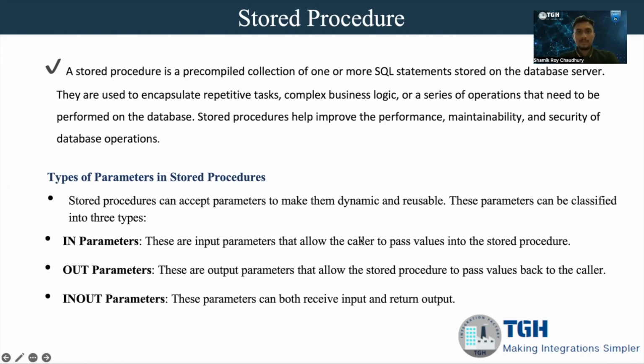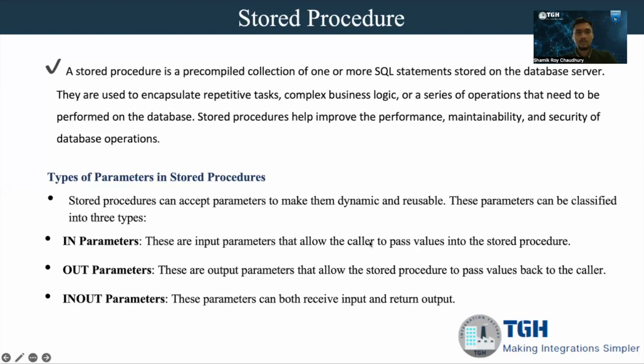There are different types of parameters in the stored procedure: in parameter, out parameter, and in out parameter. An in parameter is mainly used to pass values into the stored procedure. An out parameter allows the stored procedure to pass values back to the caller. Whenever we get any output from the query, that value will be passed through the out parameter. An in out parameter can act as both in and out.